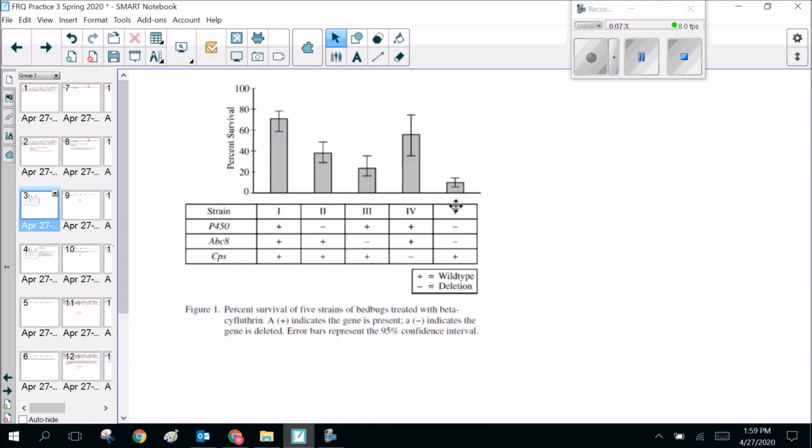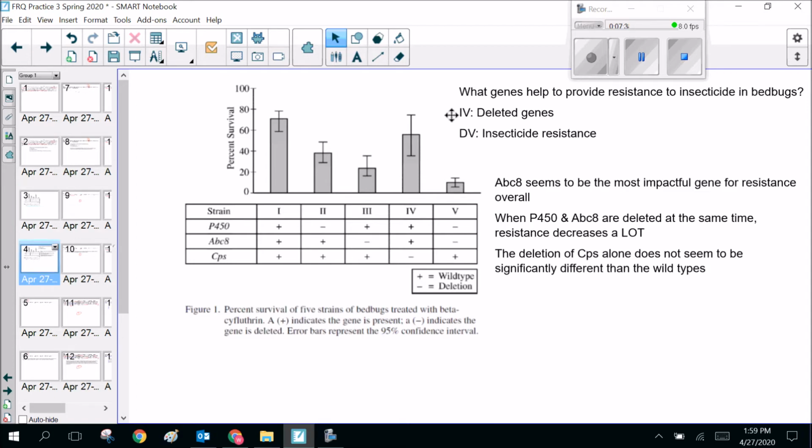So what I've basically done is gone through it, read the graph, and identified for myself the trends. This is what we came up with before. We said that ABC8 seems to be the most impactful gene for resistance overall, whereas when P450 and ABC8 are deleted at the same time, the resistance decreases a lot, and the deletion of CPS alone doesn't seem to be significantly different from the wild types. Now, this took me maybe a minute or 2 to figure out, and I know you have 25 minutes to figure out your FRQ, which is going to follow this exact pattern, by the way. It's going to give you a scenario and data, and then it's going to be ABCD.